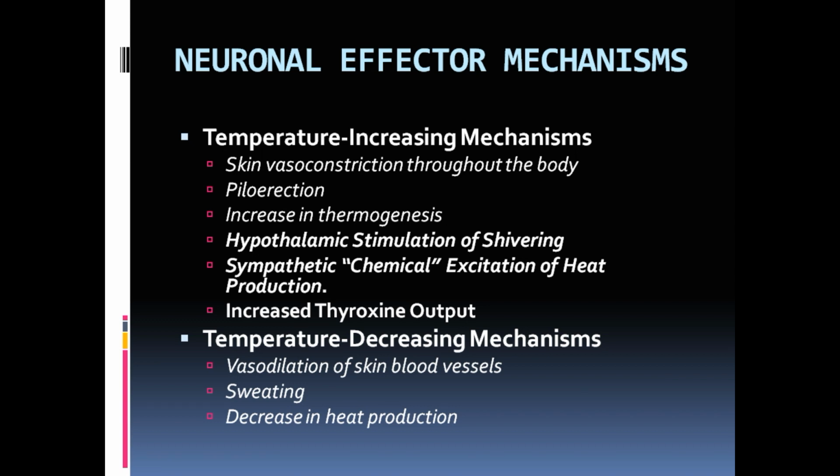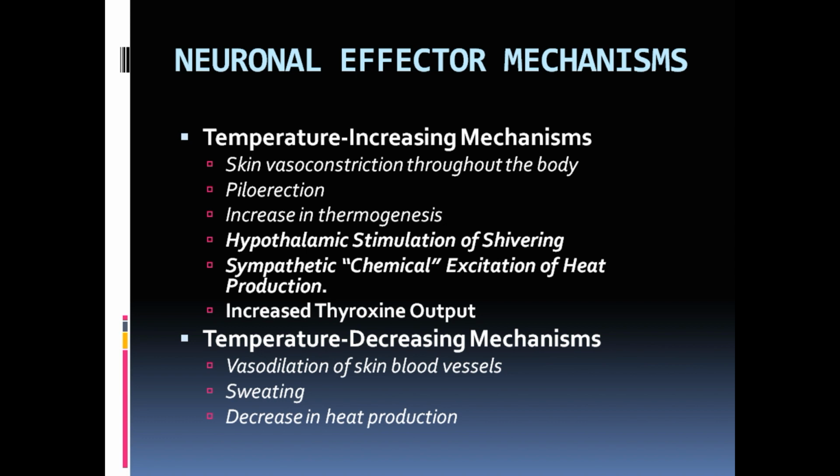Now coming to the temperature decreasing mechanisms. Again, vasodilation of the skin blood vessels is an important mechanism. In that case, when the body temperature is increasing, to lose the heat, the blood vessels to the skin are dilated and more blood flows to the skin and causes the heat loss from the skin. The second and very important mechanism is sweating, as we have studied in the last class.